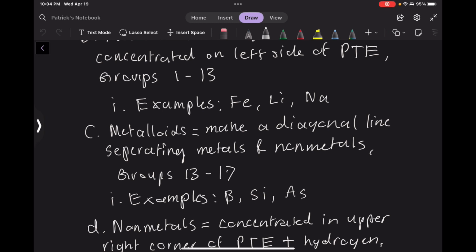Metalloids form an almost diagonal line separating the metals from the nonmetals on the periodic table, and they belong to groups 13 to 17. Metalloids are the best example as to why the categorization of elements into metals, nonmetals, and metalloids is an unofficial categorization.